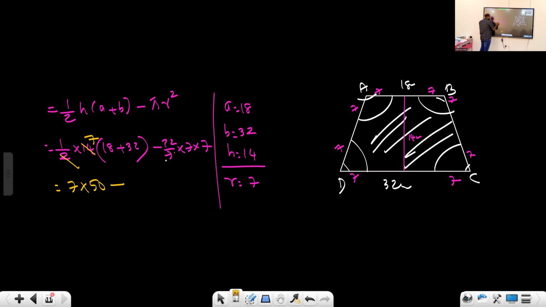Minus, 7 and 7 cancelled. 154 will come. 22 into 7. 350 minus 154. 196 centimeters square. This is the area of the shaded region.